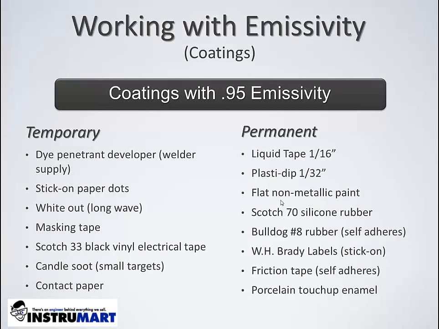Now let's explore these correction methods in more detail. First of all, let's discuss coatings. There are primarily two categories of coatings, temporary and permanent. And listed here in this slide are various temporary and permanent coatings with high emissivity. High emissivity value of 0.95. Remember, this means 95% of the radiation from these coatings will be emitted, while only 5% will be reflected.